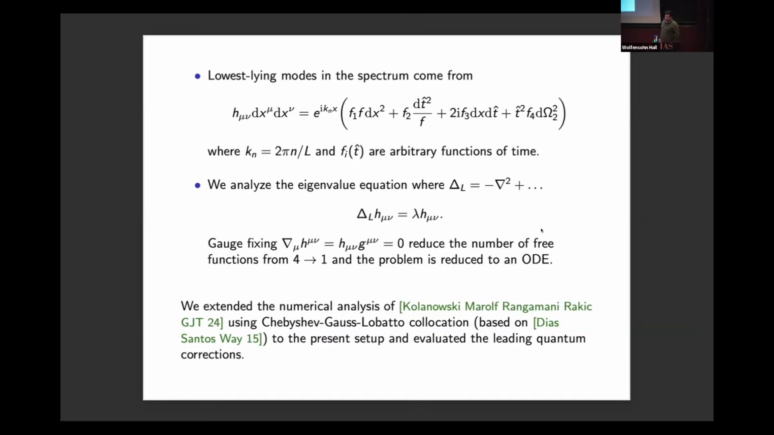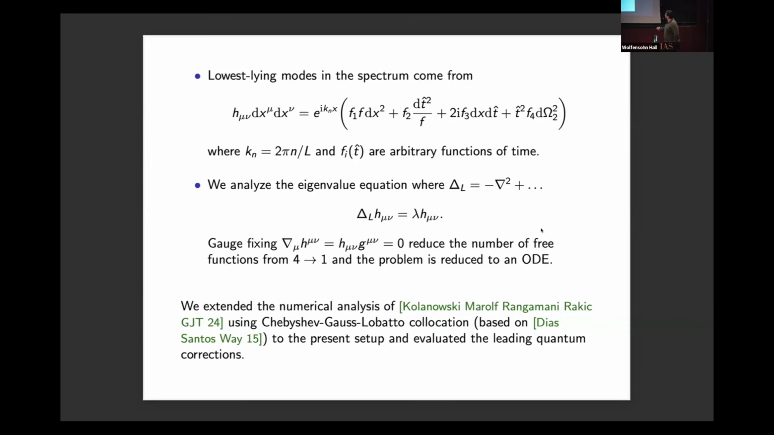So we will analyze the eigenvalue equation of the propagator with this ansatz. And when you gauge fix using the transverse traceless condition, these 4 functions are reduced to 1, and the problem is reduced to an ODE. And then it's much simpler than the higher dimensional case. This is in the S-wave sector, where the dominant contribution is, but one can do it for any spherical harmonics. Actually, I might not mention it later, but there are also similar light modes in the L equals 1 sector. But because of time, I will skip that.